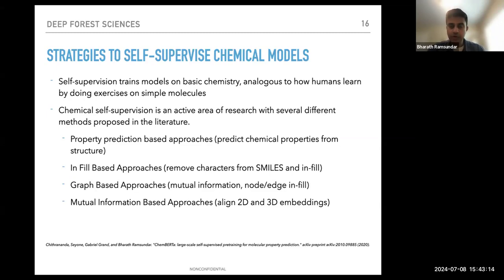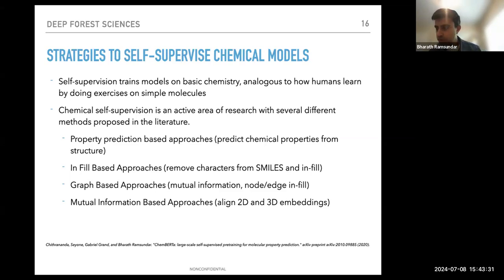There's a lot of people exploring different methods for doing self-supervision on molecules. I'll briefly cover a few different approaches that we and other groups have tried, but I'll say it's very much the case that I think it's an unsolved question how you do self-supervision well on molecules.